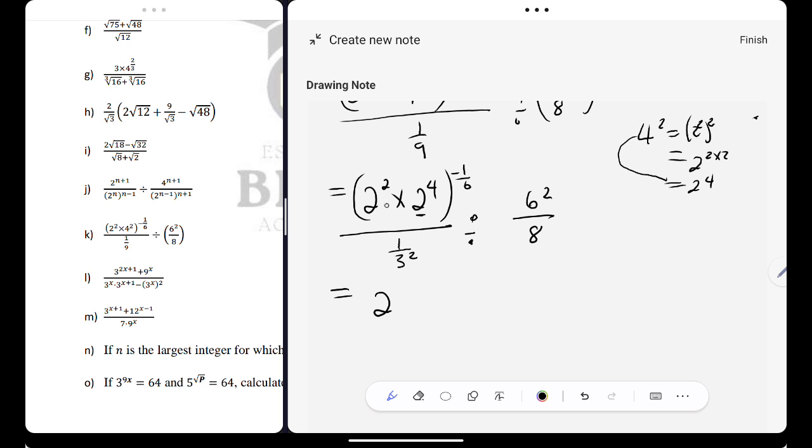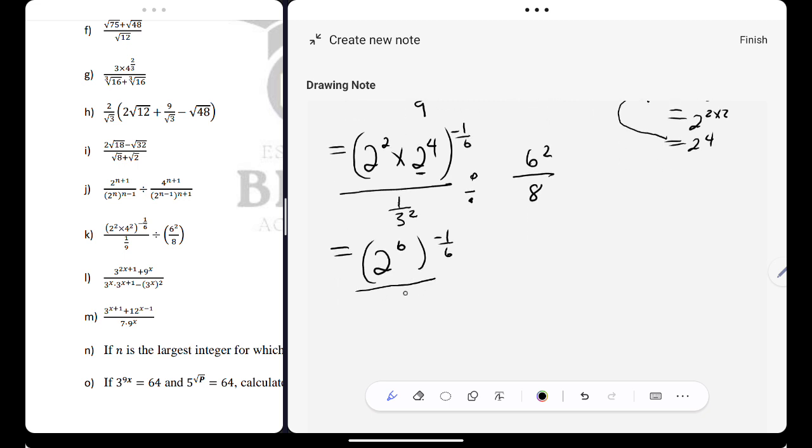Here I have two bases multiplying. That means I must add the exponents. 2 plus 4 is 6, right? This is minus 1 over 6. And then I have 3 to the power negative 2 multiply.